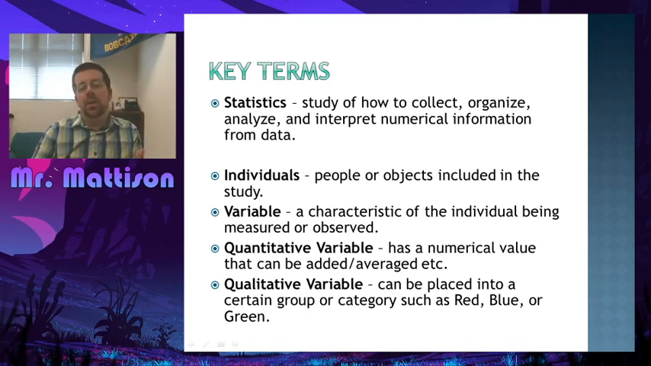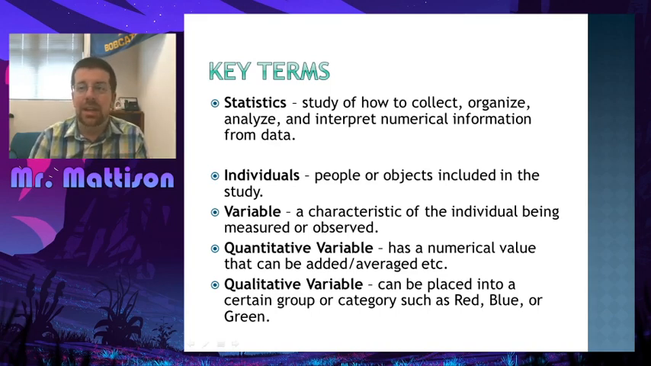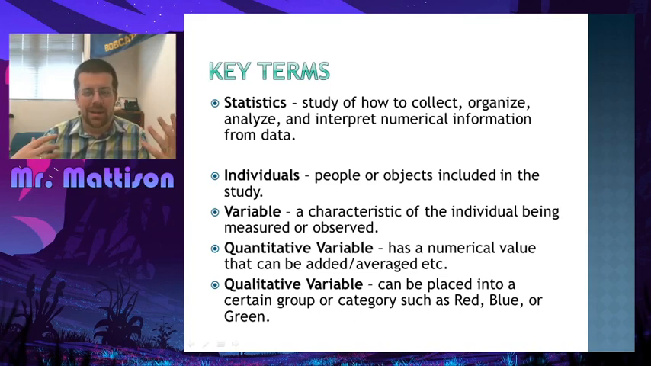Other main terms which you're going to see are individuals. Those are the things you're actually studying. In English that typically makes you think people. It can be people, but it doesn't have to be. It could be objects. Say I'm measuring the amount of milk in milk jugs. The milk jugs are my individuals.